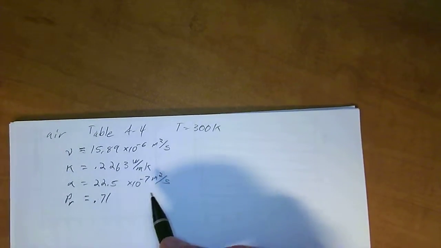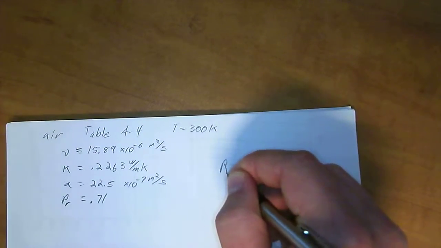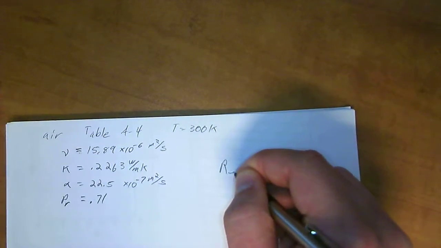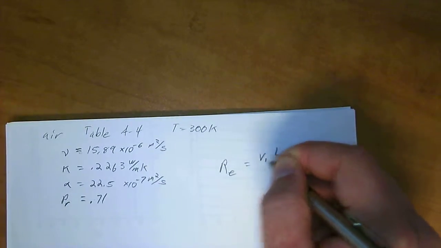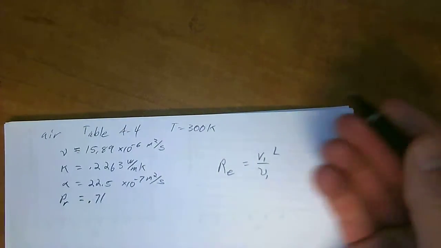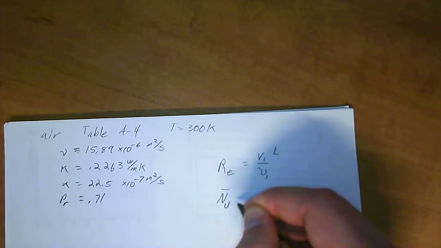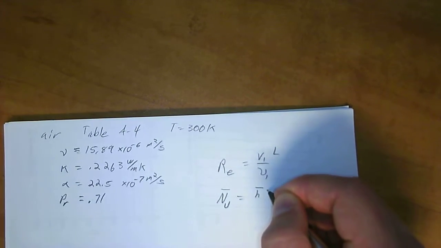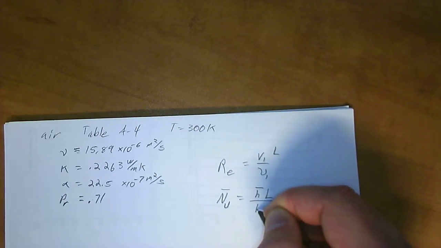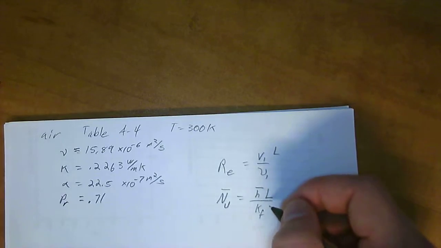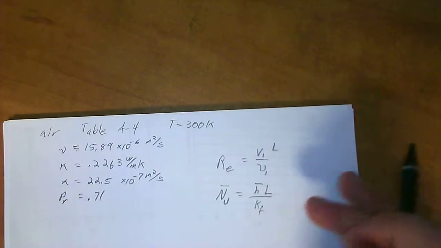Okay, so we're looking for a heat transfer coefficient. With air flowing over an object, we're probably going to need the Reynolds number and probably even the Nusselt number. So the Reynolds number is going to be V1 L over the viscosity, we'll say 1 for now. And then the average Nusselt number is going to equal h average times L over k_f. Now this L is the total length of each of these two objects. Despite their geometry, you just use the L.